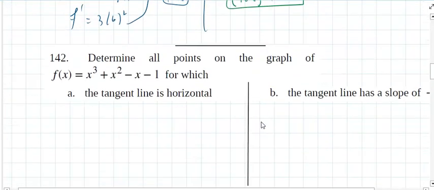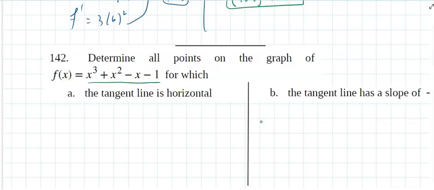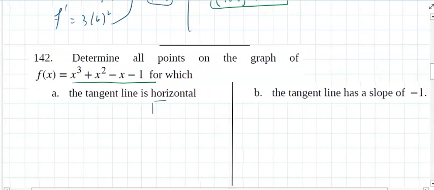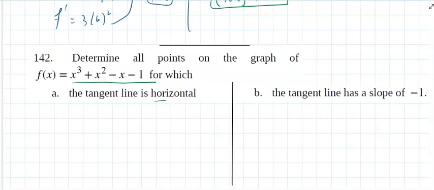All right. How about this problem? Determine all the points on the graph where this function has a tangent line that's horizontal, a tangent line with a slope of -1. Okay, well, let's see. If I want to find the slope of the line, slope of the tangent is the derivative. Bring the power down, subtract 1 from the power. Bring the power down, subtract 1 from the power. And a -1.